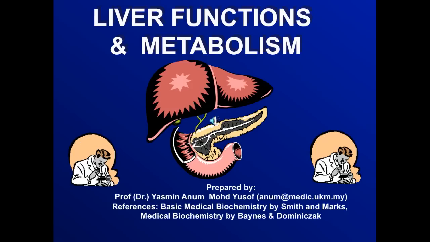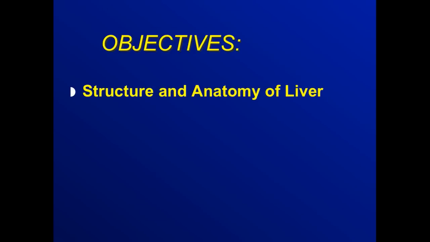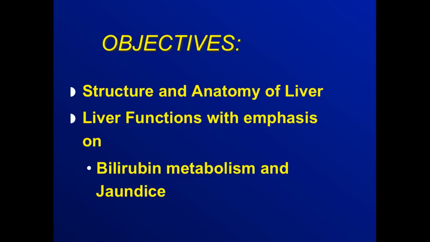And the references to today's lecture, you can refer to two most important books. One is Basic Medical Biochemistry by Smith and Marks, and the second one is Medical Biochemistry by Baines and Dominiczak. The objectives of today's lecture is just to look briefly at the structure and anatomy of the liver and the liver functions with emphasis on bilirubin metabolism and jaundice.